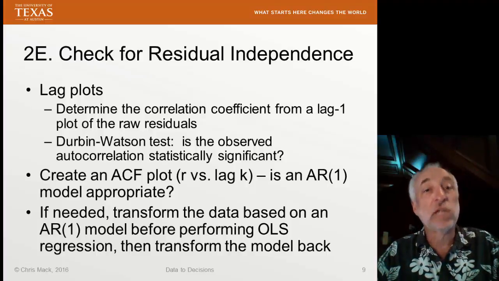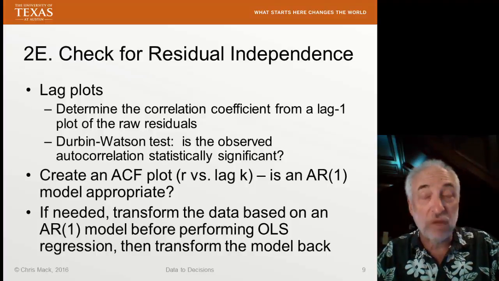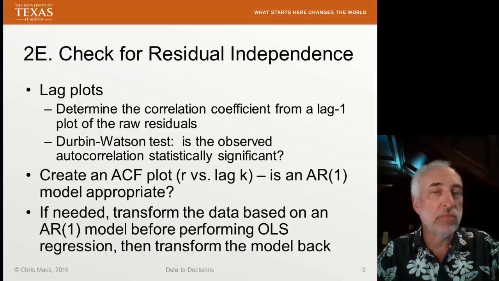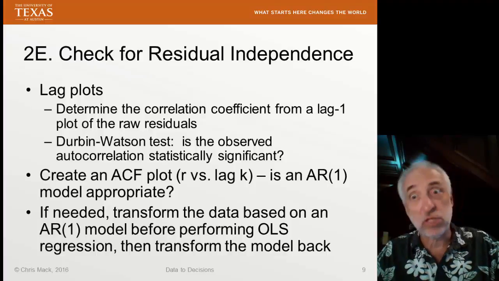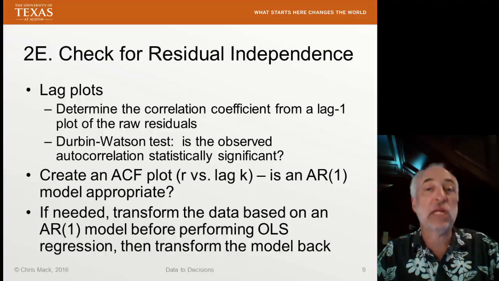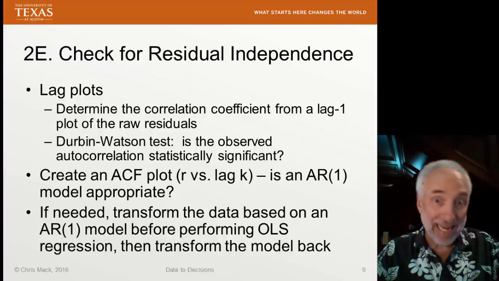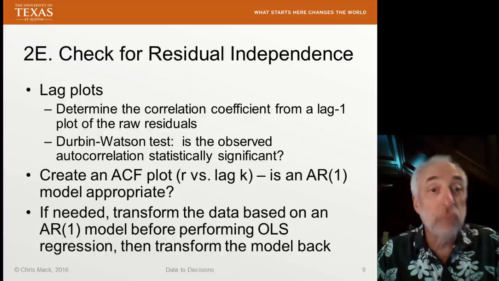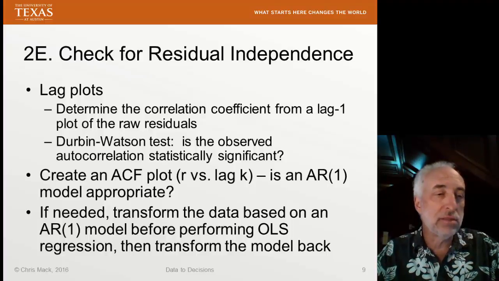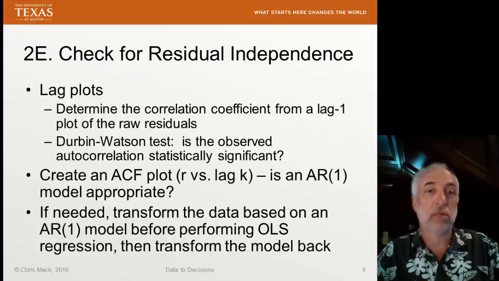Next, we're going to check for the independence of the residuals. We'll do that with a lag plot. We'll begin by plotting the lag plot, the residuals versus the residuals lag 1. If we see some correlation, we can calculate the correlation coefficient. And then we can ask, is this correlation significant, by running the Durbin-Watson test. That will help let us know whether or not the correlation we see is just due to randomness or, in fact, it's really there.